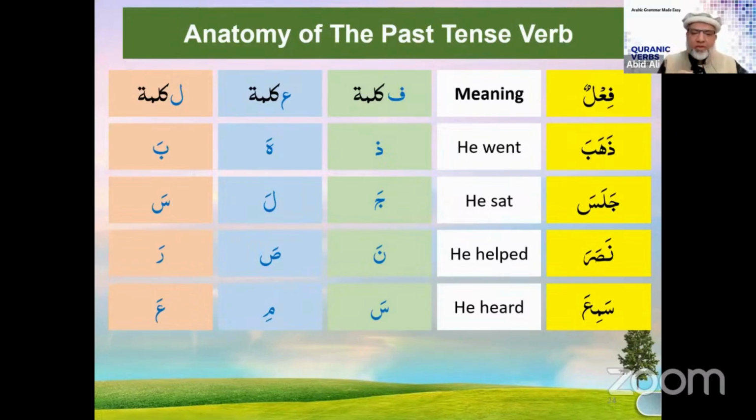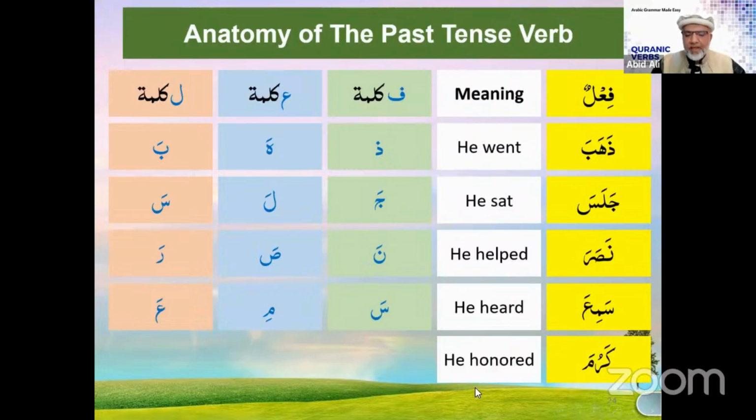So they have a pattern for Madi, they have a pattern for Mudare, and they have the root letters, and then they tell you in the bracket what that pattern looks like. And inshallah, we are going to do all of that together. Okay, so I'm just giving you notice ahead of time so that you know what that means.